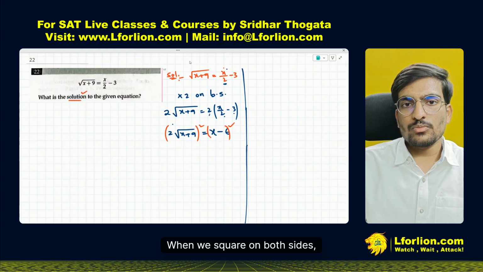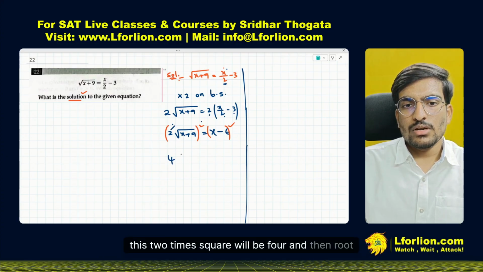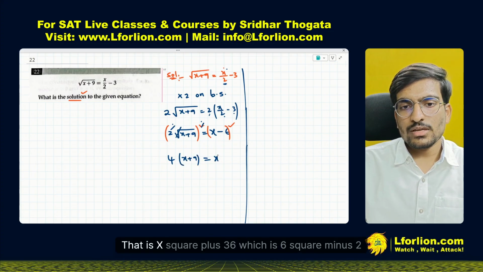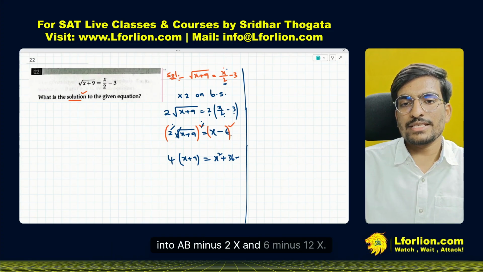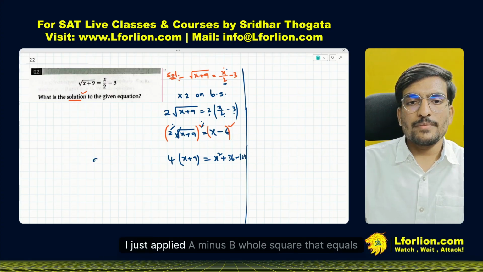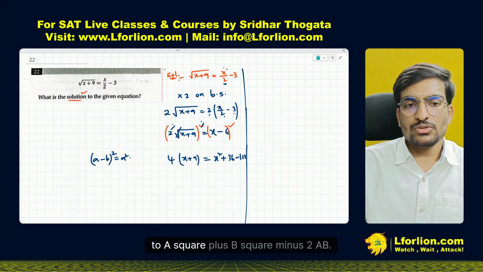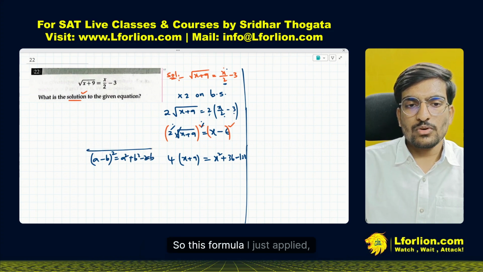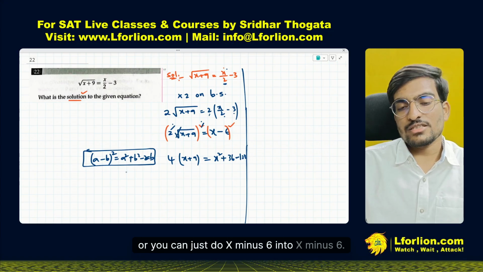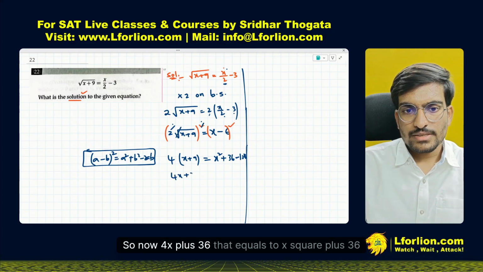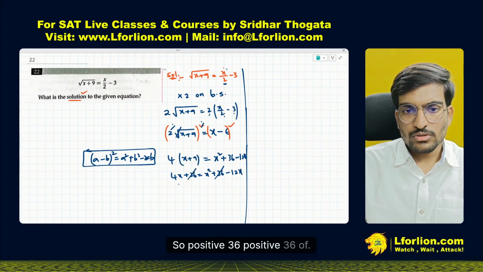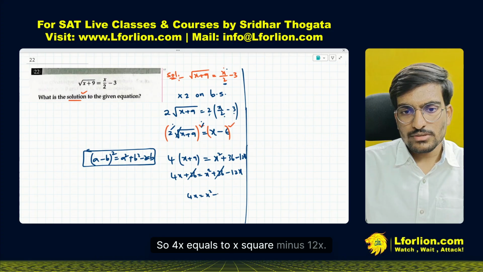When we square on both sides, this 2 times square will be 4, and root and square cancel, so we have 4 times x plus 9 equals x minus 6 whole square, that is x square plus 36, which is 6 square, minus 2ab, minus 2 times x times 6, minus 12x. I just applied a minus b whole square equals a square plus b square minus 2ab. Or you can just do x minus 6 into x minus 6, that is also fine, but it's time consuming. So I got 12x here. So now 4x plus 36 equals x square plus 36 minus 12x. So positive 36 cancels off. So 4x equals x square minus 12x.